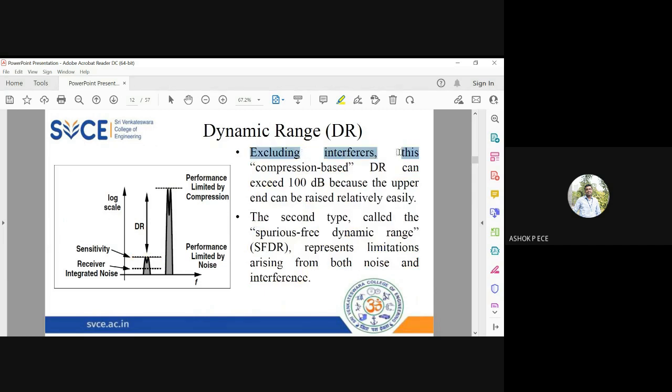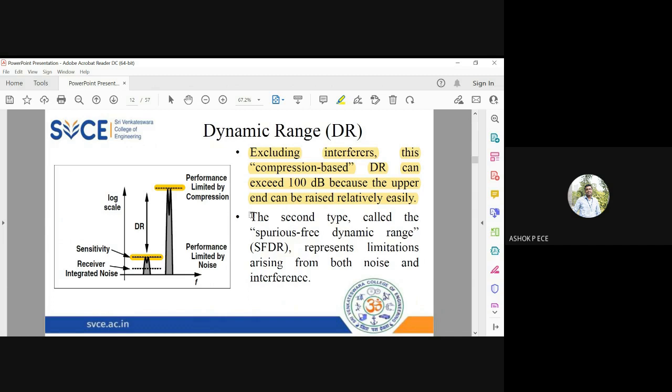When you don't have interference, the dynamic range will be very good, because the upper limit of the signal power will be very high and the lower limit will be very low. So the broad value of dynamic range can be obtained. So this is just the name, dynamic range.